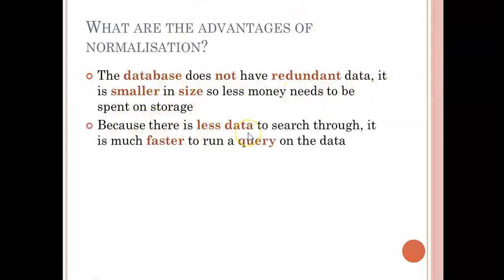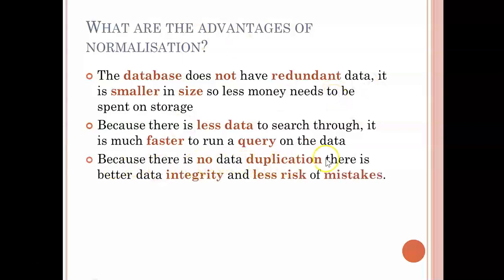Because there's less data to search through, it's much faster to run a query on the data. Remember in Access, you had to create queries where you would type in specific criteria in the criteria row. When you'd run a query like that, because there's less data to search through, you would get results a lot faster than if you had those duplicates present.